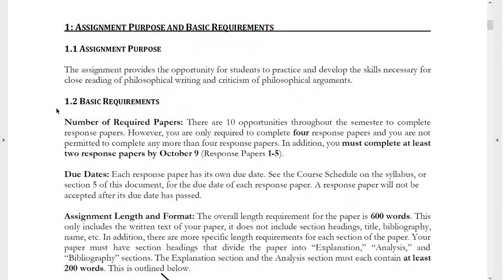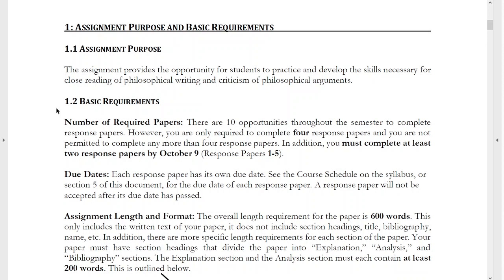Now, it's also asked of me often, well, since there's 10 opportunities and we're required to do 4, can I submit more than 4 papers if I want, and drop the lowest grade, depending on how many I do? My answer here is no, right? But I will say this. Although you're not allowed to do any more than 4 response papers, every time you do a response paper, it will count as one of your grades. One of the things I take into account at the end of the semester when I'm adjusting your borderline grades is your progress in the response paper assignments.